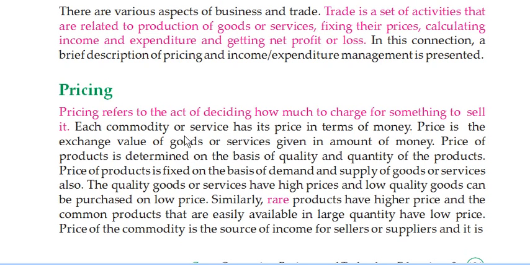Okay, so each commodity or service has its price in terms of money. Price is the exchange value of goods or services given in the amount of money. Price of the product is determined on the basis of the quality and the quantity of the product. Price of the product is fixed on the basis of demand and supply of the goods and services.